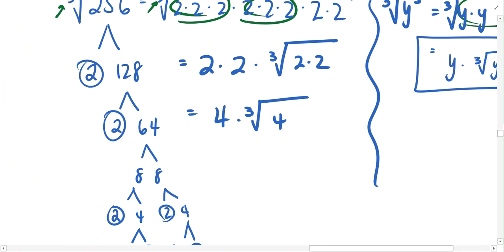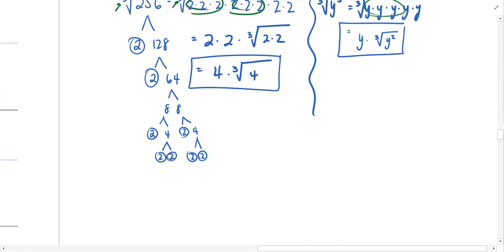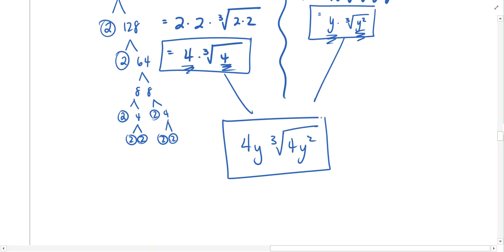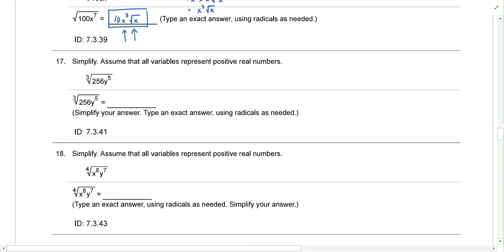And now I can combine this expression with this one as our final answer. The 4 and the y from the leading coefficients can be reported at the beginning, and the cube root of 4 and y squared will be reported on the inside of our radical. So as far as a simplified result goes, I would expect to see 4y times the cube root of 4y squared.